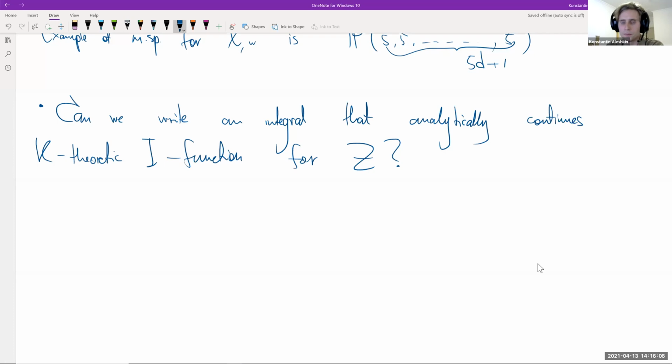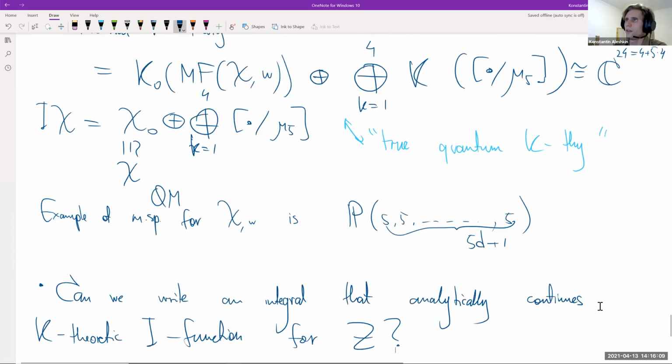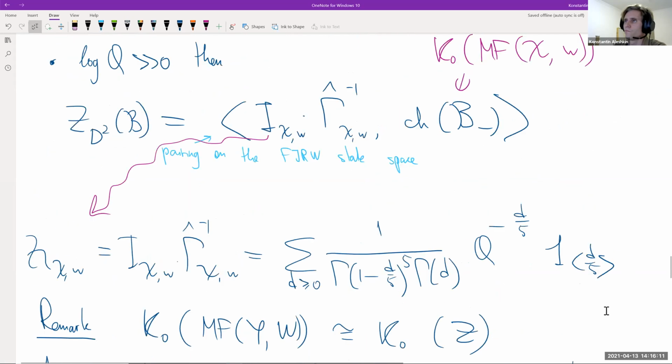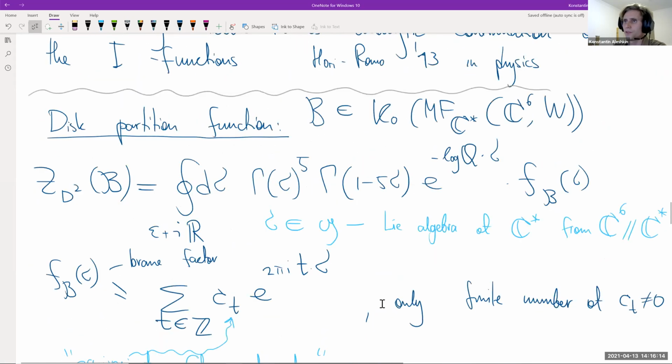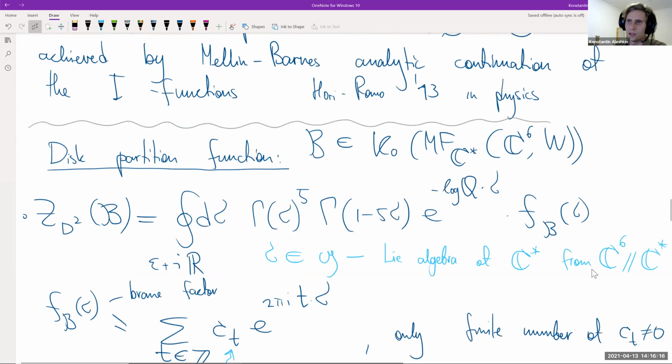Here there are a few problems. As I told you, this formula for the disk partition function that gives the analytic continuation of cohomological I functions has a very explicit physical meaning. It's like the Nekrasov formula. These Gamma functions are one-loop determinants, this exponential is the classical action, and this brane factor is some boundary action. So it has a direct meaning, and one doesn't have to invent this formula to give the analytic continuation. It's somehow already there.